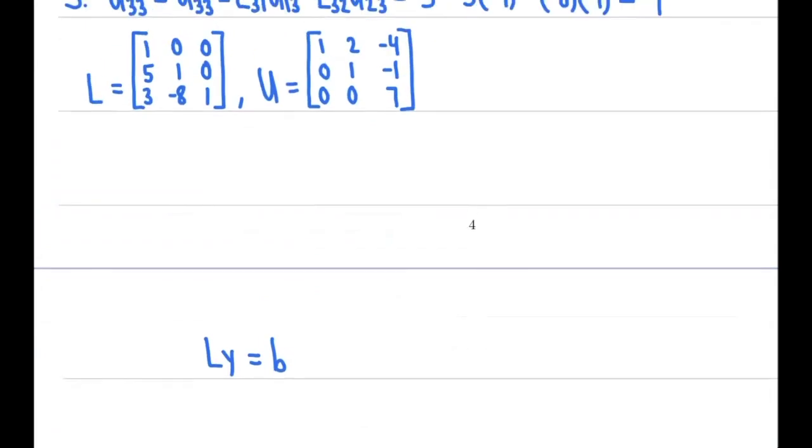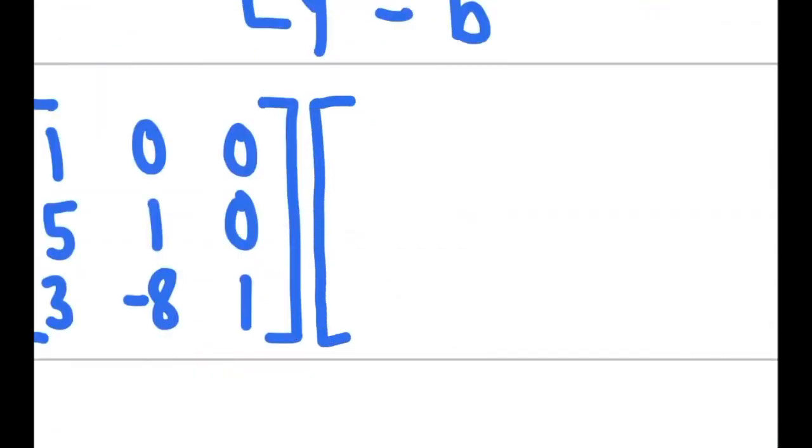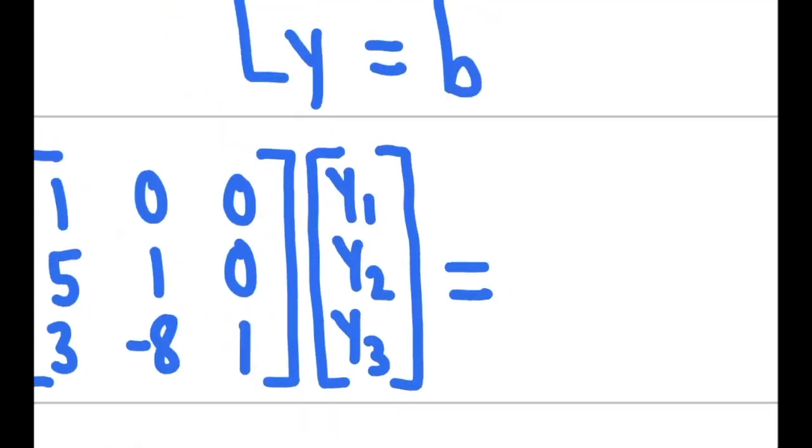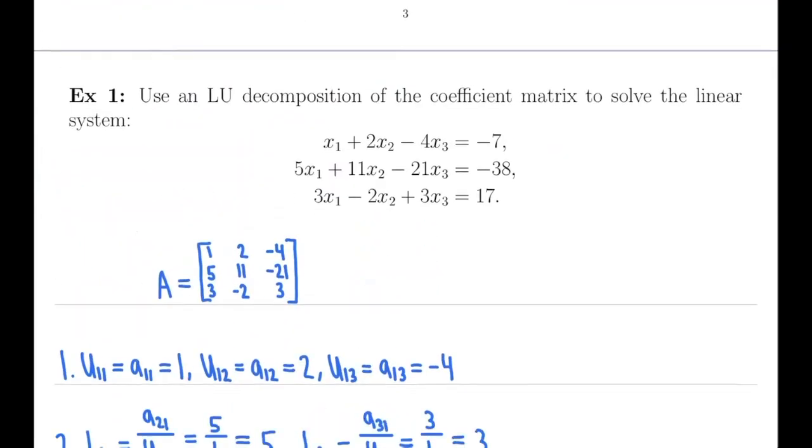So we have Ly equals B. L, I wrote that here. Y, we don't know what that is. I'm just going to say this is Y1, Y2, Y3. And what's B? That would just be the right side of the equations. Exactly, just those constants. So it's negative 7, negative 38, 17.